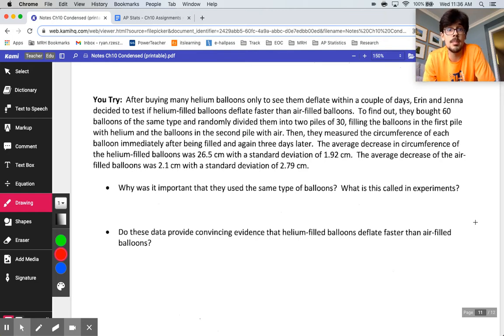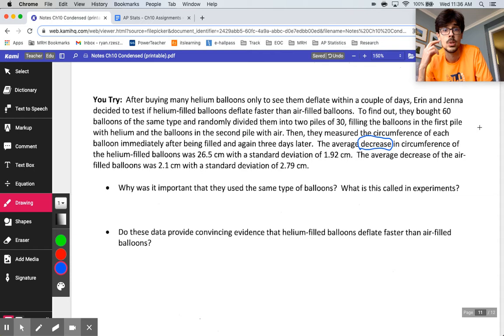One set gets helium, one set gets air, and they're going to look at the circumference around the balloons immediately and 3 days later. And they're going to compare how much. If you look at what they actually measured right here, they're not measuring the size of the balloons. They are measuring how much the balloons decrease by. So that'll come into play when we actually go about setting up our significance test.